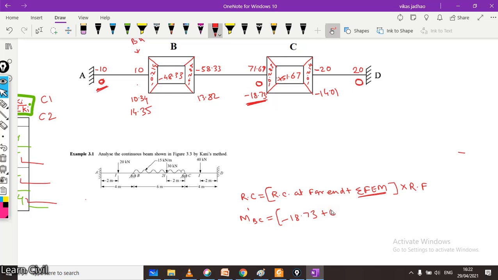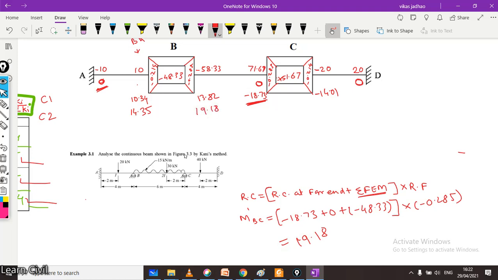So plus 0 plus fixed end moment, that is minus 48.33. Complete the bracket. Multiply this with the rotation factor. We have here the rotation factor as minus 0.285. Minus 0.285, we will get this value equal to 19.18. Write down this value here.